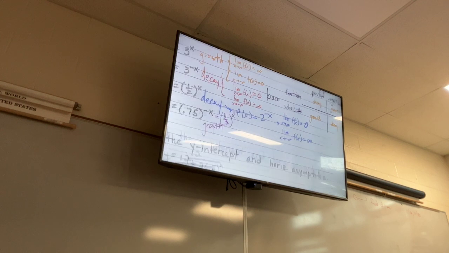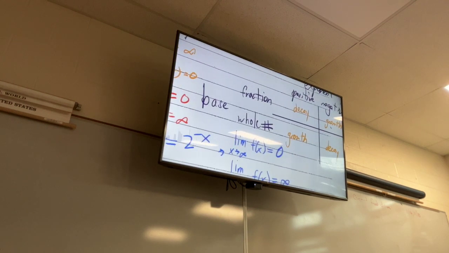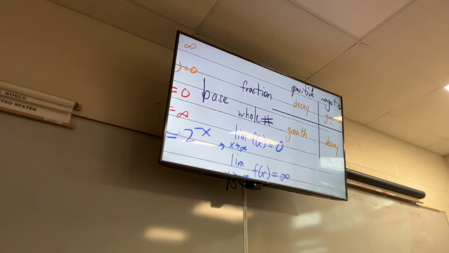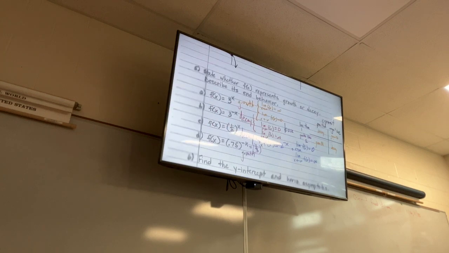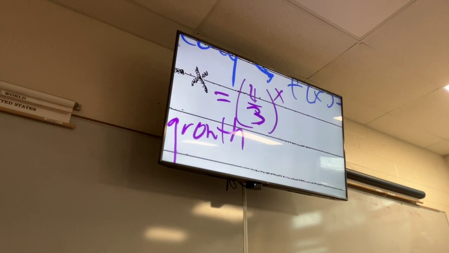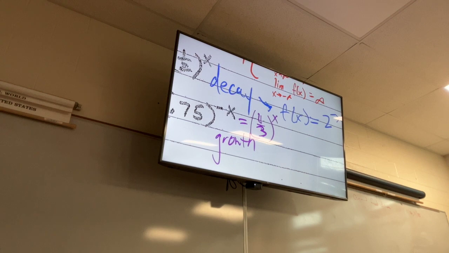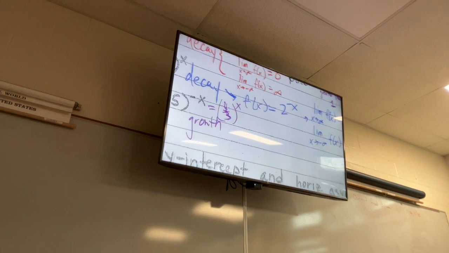I guess maybe instead of writing a fraction here, I should have said less than 1 and then greater than 1. That's a little more specific, right? Because there are some fractions, like 4/3 to the x, that's going to grow forever. It's a fraction, but it's greater than 1, so it's going to grow forever.